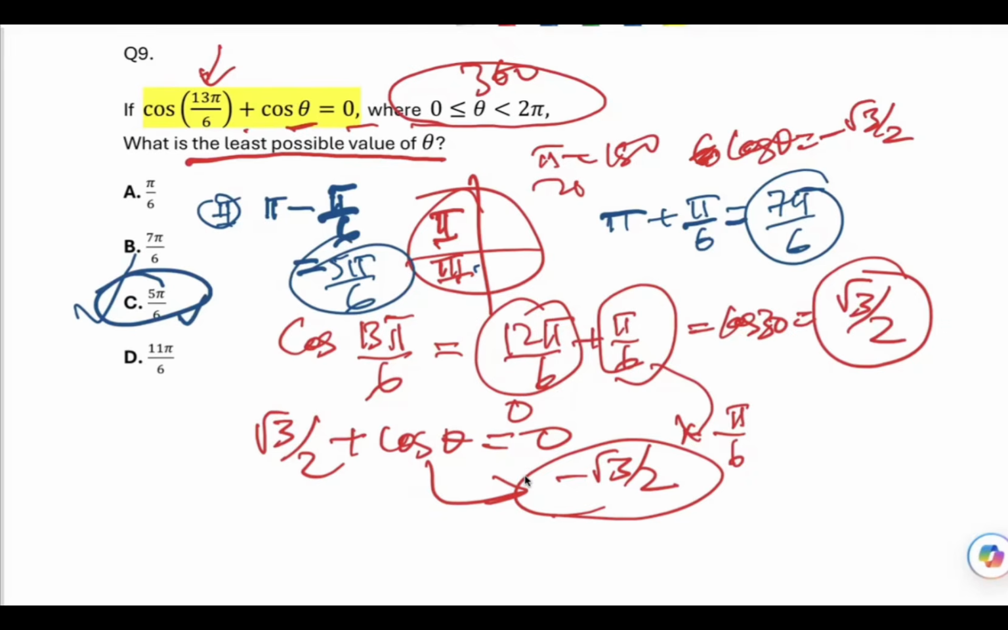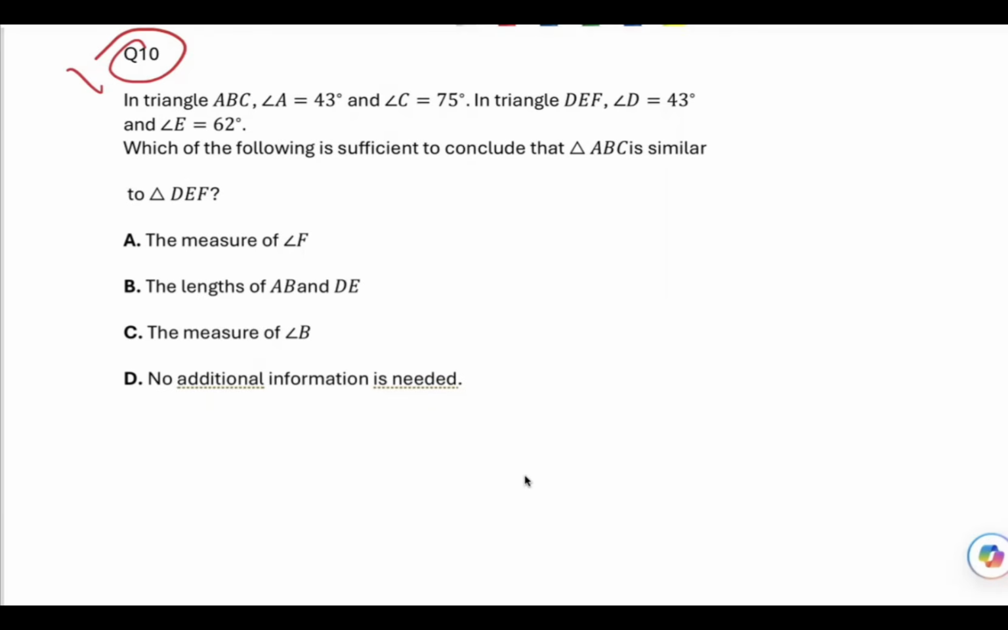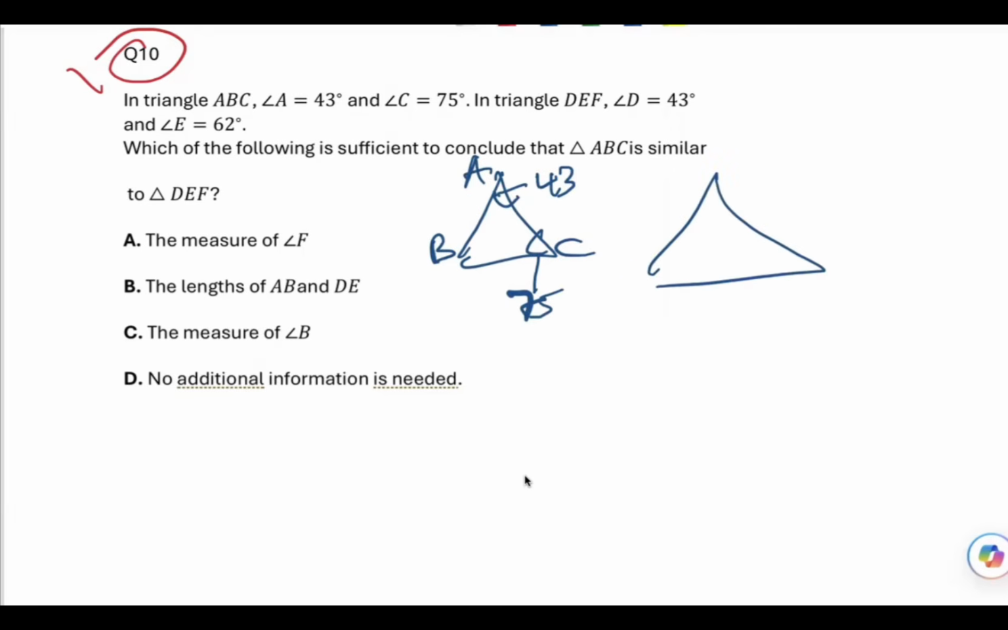And that's all. You need to learn how to answer similar triangle and congruent triangle questions. They say a triangle ABC. I don't know what it is. I'm going to draw ABC. Angle at A is 43. Angle at C is 75. Okay. Another triangle, it has what? D, E, F. They don't tell me if it corresponds. I don't care. But D is 43 degrees and E is 62.